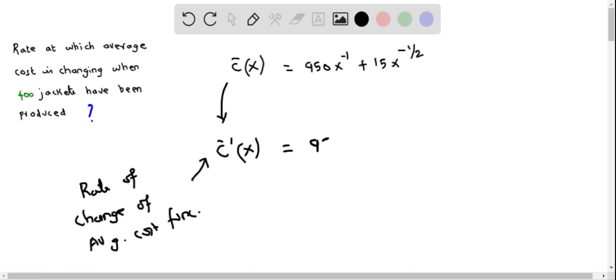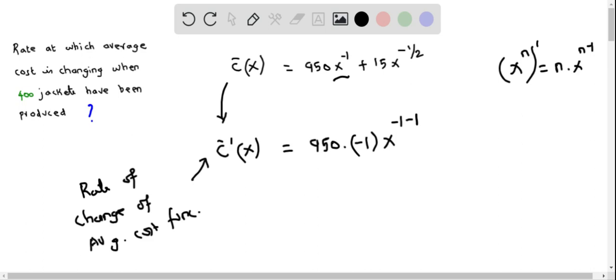So I put this 950, which is a constant, and then find the derivative of x raised to the power of negative 1 using the power rule of derivatives. That is, if we have x raised to the power of n, its derivative is n x to the power n minus 1. That is, we put this n in front and raise x to the power of n minus 1. So similarly, I can put this negative 1 in front and raise x to the power of negative 1 minus 1. So we are done with the derivative of x to the power minus 1.